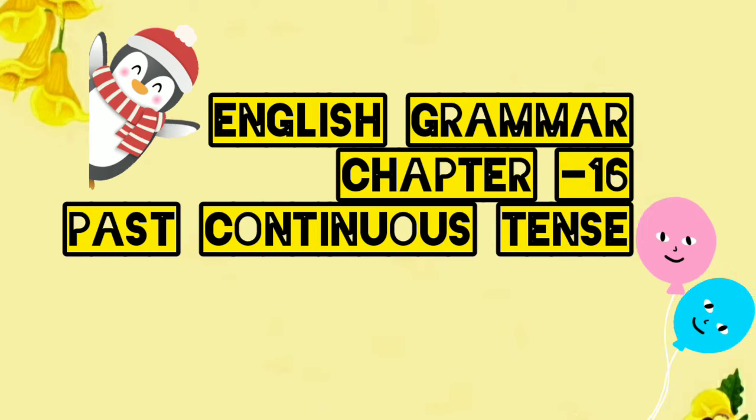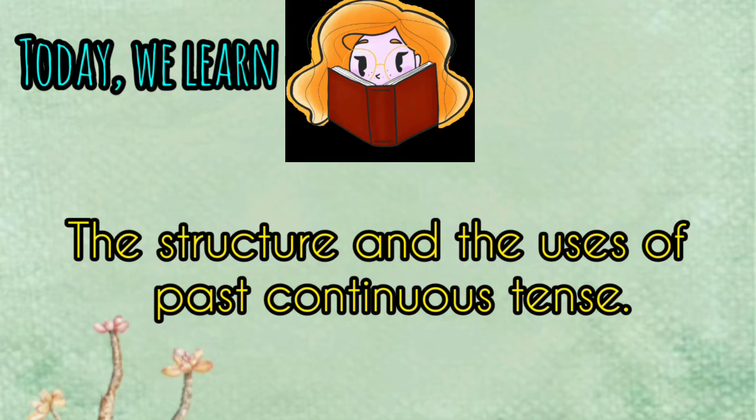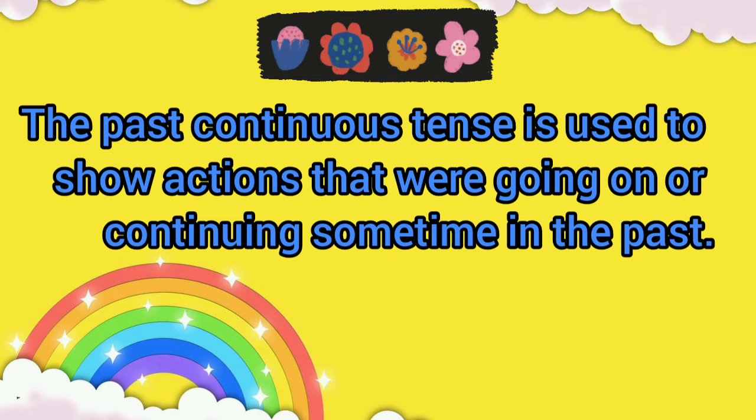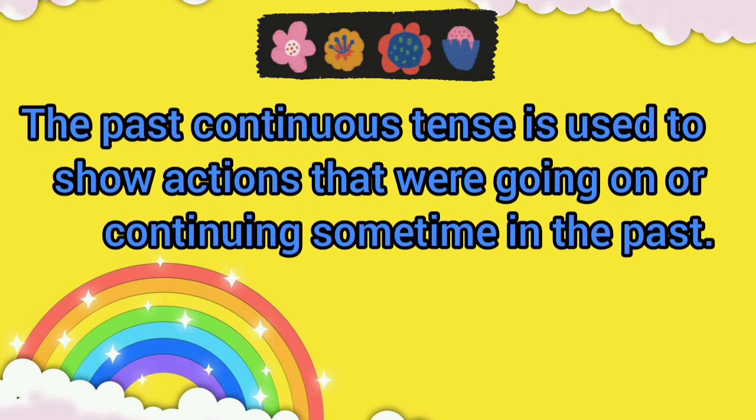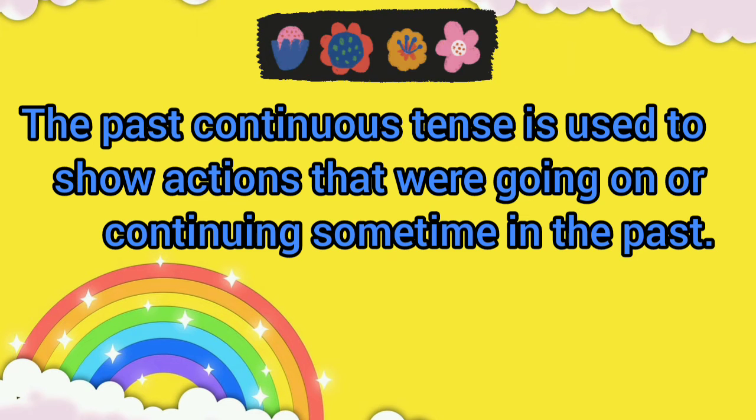In the previous class, you have learned what is simple past tense and its form and usage in sentences. In today's class, we are going to learn the structure and the uses of past continuous tense. The past continuous tense is used to show actions that were going on or continuing sometime in the past. It's a past action; it's no longer going on in the present.